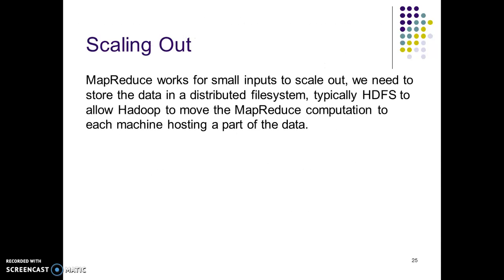So MapReduce works for small inputs. To scale out, we need to store the data in a distributed file system, typically HDFS, to allow Hadoop to move the MapReduce computation to each machine hosting a part of the data. So what is scaling out? For small inputs to scale out, we need to store the data in a distributed file system. So let us see what exactly this means.